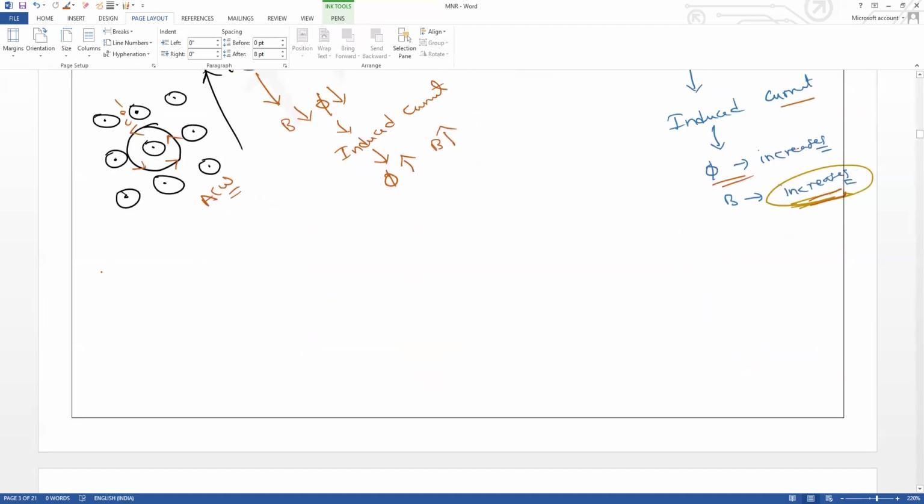Now, next one, if you take this one. We all know that from a current carrying conductor, if I go far away, the strength of the magnetic field is decreasing or increasing? Everybody.